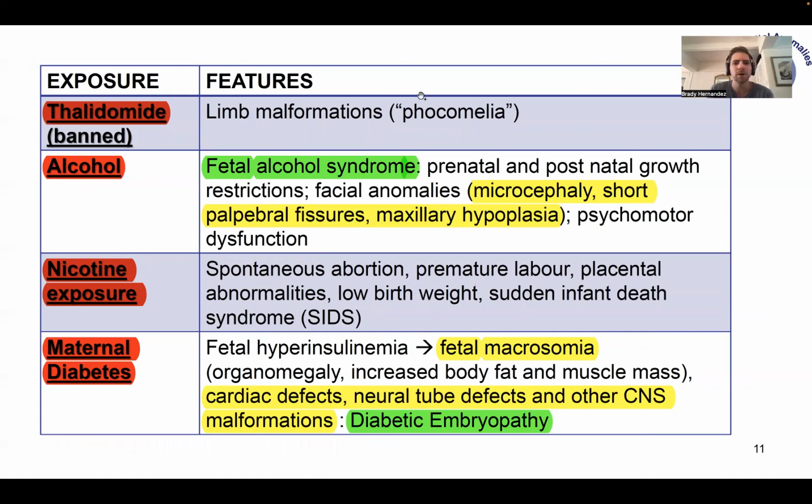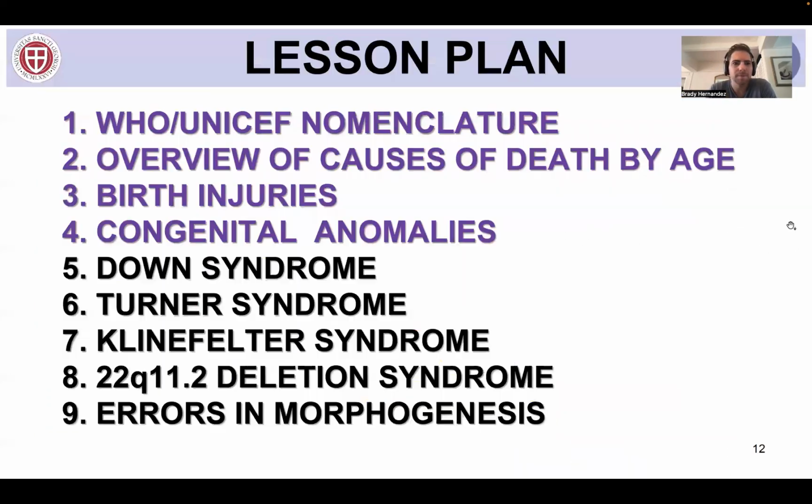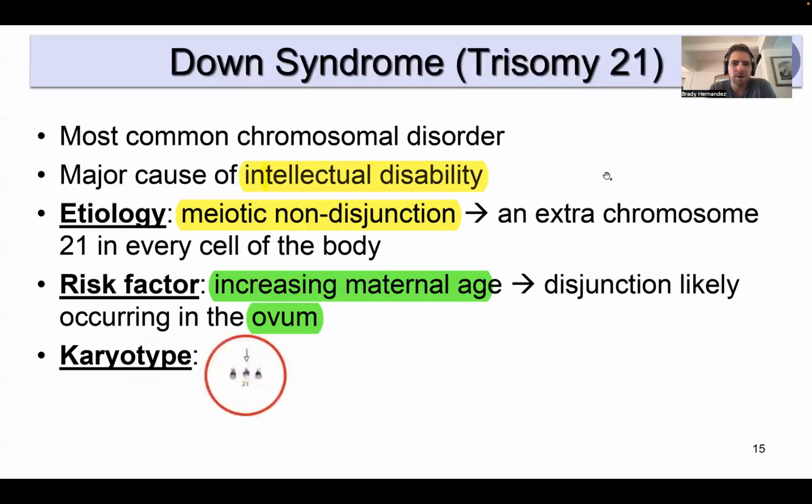Thalidomide is not really used too much anymore, definitely not for pregnant women. You can get limb malformations, failure of limb growth. Fetal alcohol syndrome gives microcephaly, maxillary hyperplasia, stuff like that. Nicotine is a vasoconstrictor, so you can get low birth weight due to the vasoconstriction, lack of blood flow and nutrients. Maternal diabetes is the opposite. That's where you get fetal macrosomia: all that extra glucose floating around, the baby eats it up and gets really big. They could be at risk for a lot of different things, but the big thing is that macrosomia.